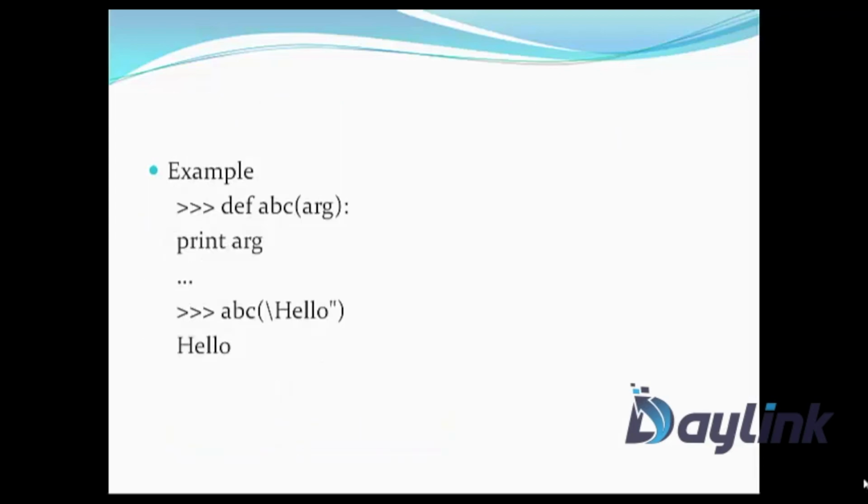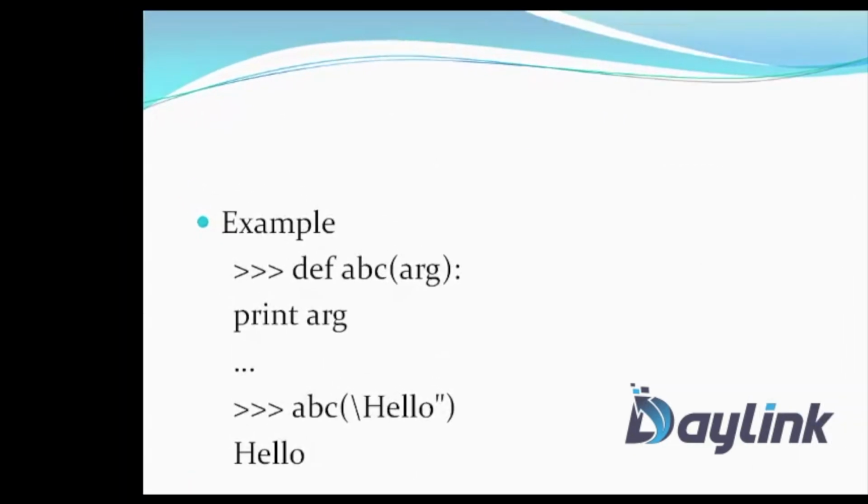Now we see an example of a function. We define a function def abc, and in the brackets we pass the argument and print the argument. Calling abc with hello, the output is hello.